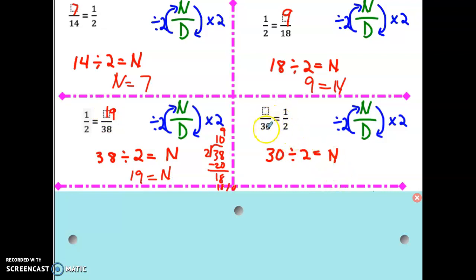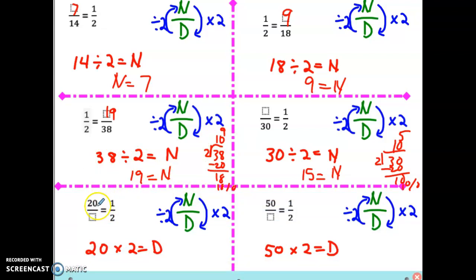For the next one, we've got a denominator of 30, needing to find the numerator. To go from a denominator to a numerator, we need to divide by 2. 30 divided by 2 is 15. If that's not a fact you know, you can go back to those division skills that you have. I could make 10 groups, that's 20. I could make 5 groups, that's 10. And it comes out to 15.